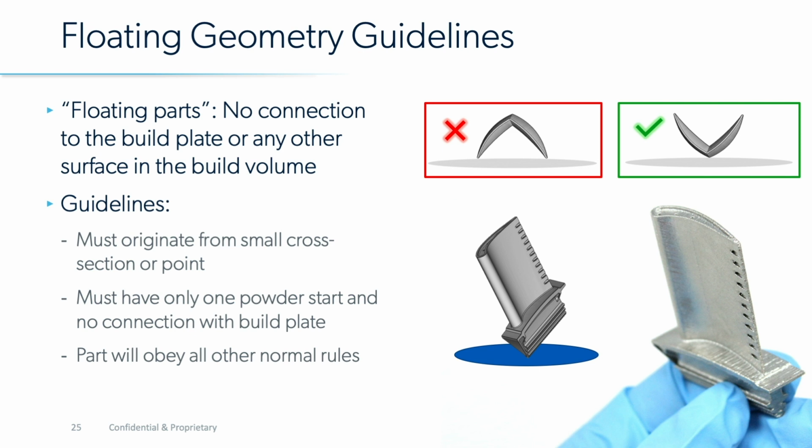Now, if I flip this part upside down, I'm obeying the single powder start rule. I originate from one point, and there are no competing bodies fighting over residual stress. And so you'd be able to print this thing without issue if it was oriented like this.